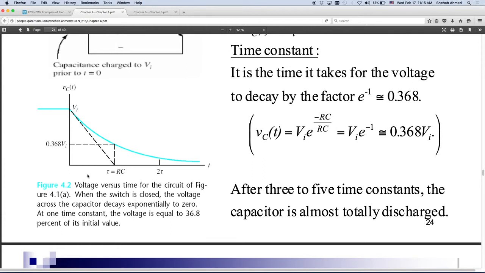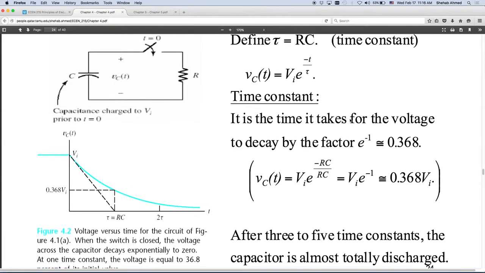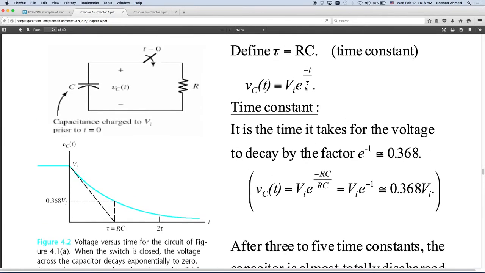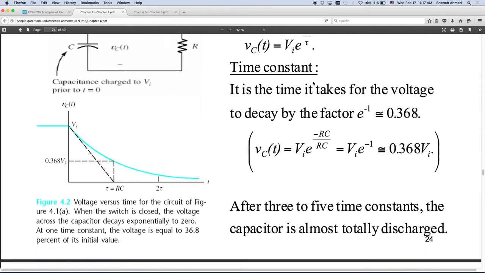Maximum to 0, but it will be exponential, e to the minus. So you differentiate this, right? What's the differentiation of this? It's minus, right? It's e to the minus t over tau. The differentiation would be minus 1 over tau, Vi e to the minus t over tau, right? I don't know the exact shape, I don't have it yet. But basically you just differentiate this.